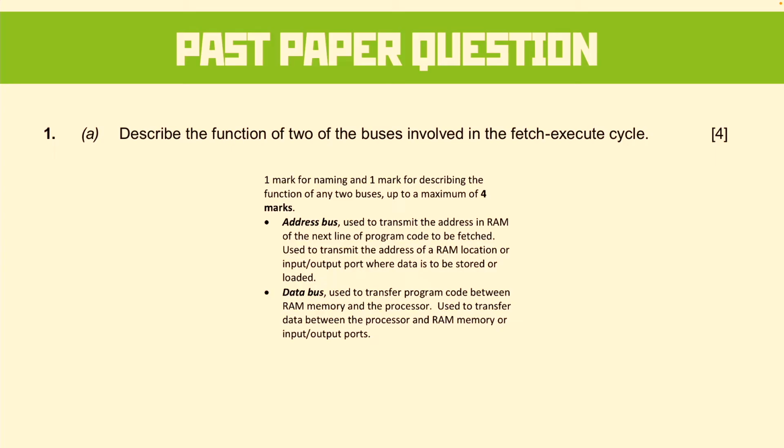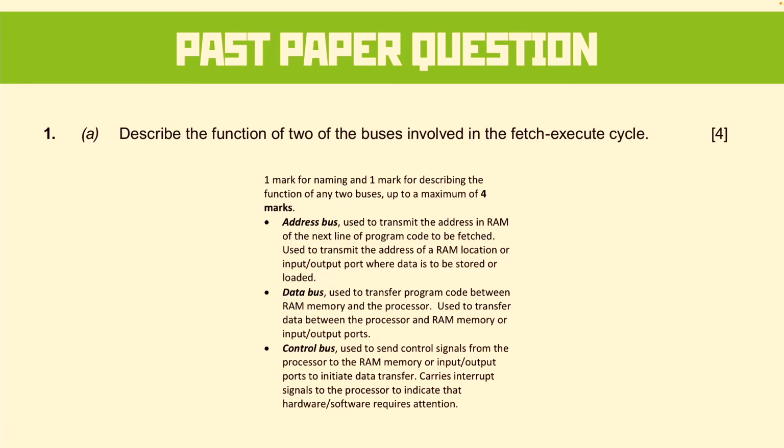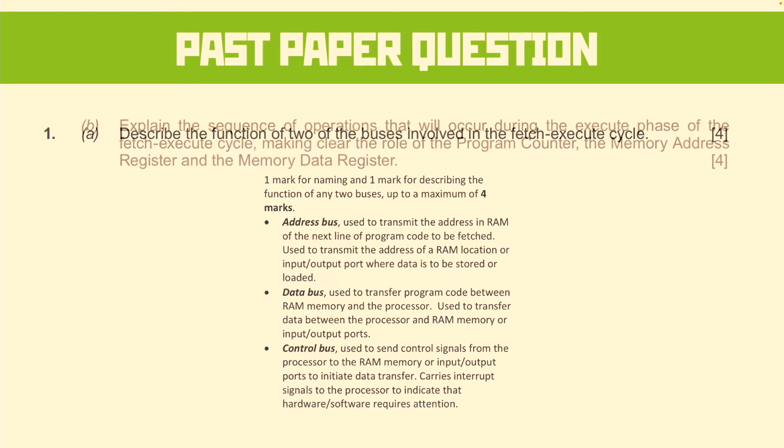The data bus is used to transfer the data, but it's the program code between RAM and the processor, or data between the processor and RAM. The control bus is only used for control signals from the processor to the RAM, or the input-output ports to start data transfers. It also carries the interrupt signals when something requires specific attention.